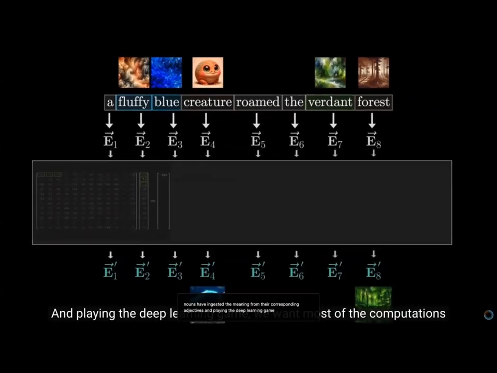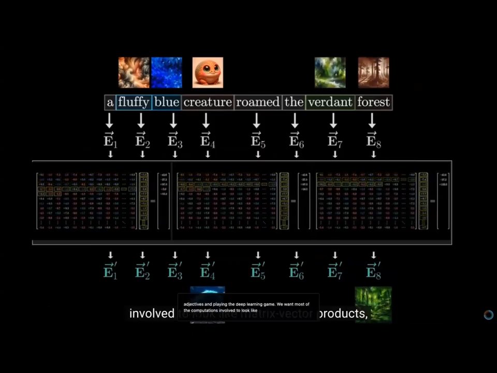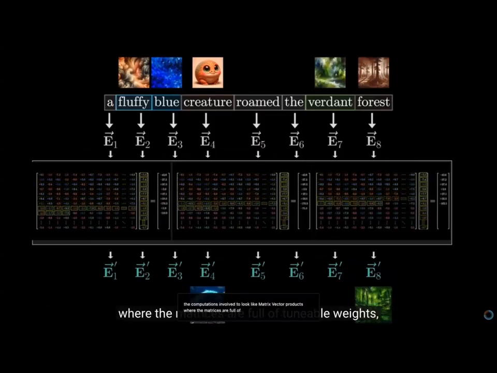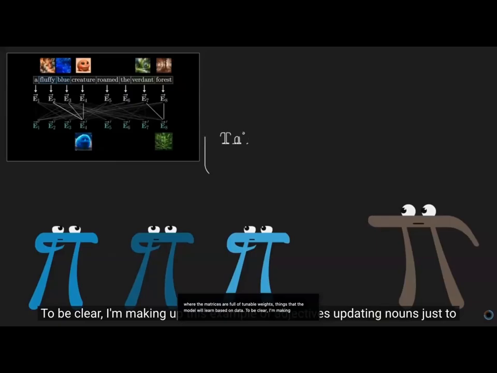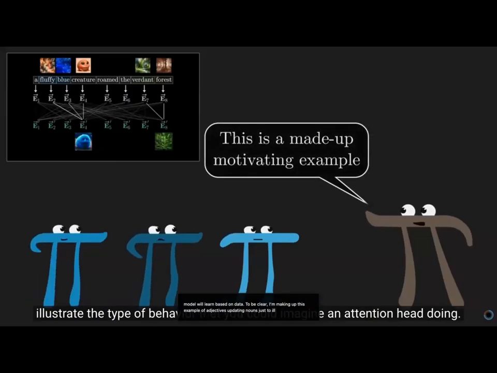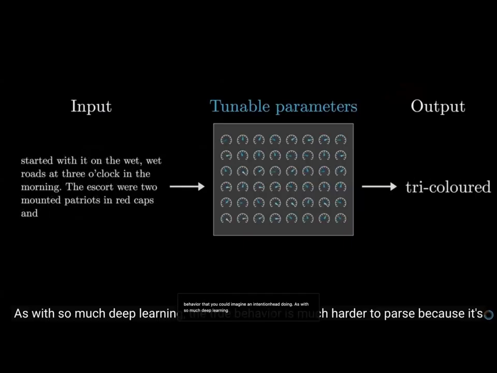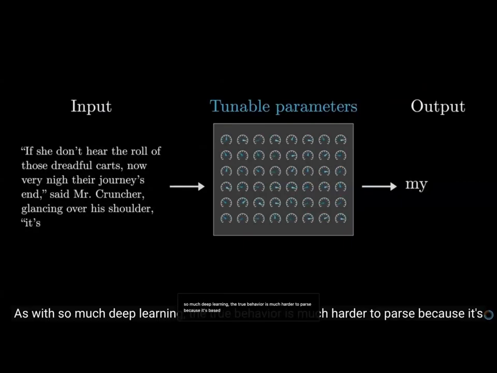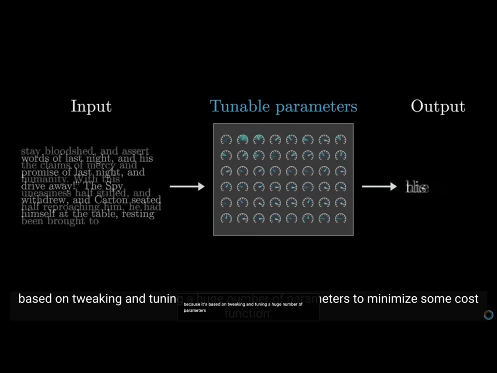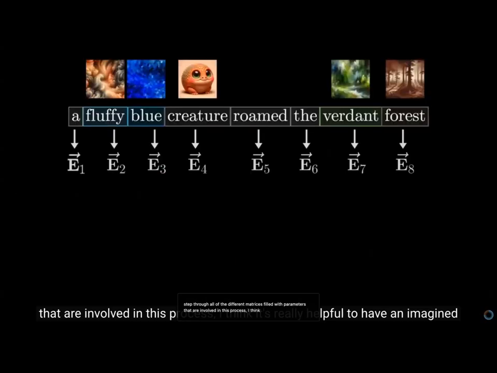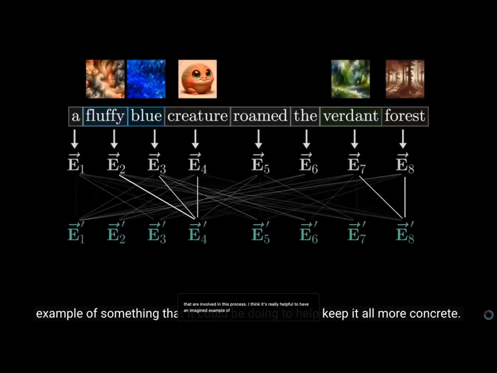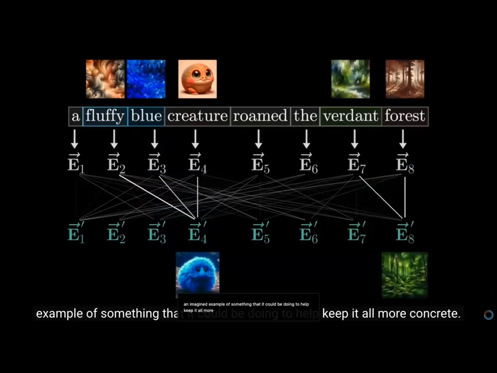And playing the deep learning game, we want most of the computations involved to look like matrix-vector products, where the matrices are full of tunable weights, things that the model will learn based on data. To be clear, I'm making up this example of adjectives updating nouns just to illustrate the type of behavior that you could imagine an attention head doing. As with so much deep learning, the true behavior is much harder to parse because it's based on tweaking and tuning a huge number of parameters to minimize some cost function. It's just that as we step through all of the different matrices filled with parameters that are involved in this process, I think it's really helpful to have an imagined example of something that it could be doing to help keep it all more concrete.